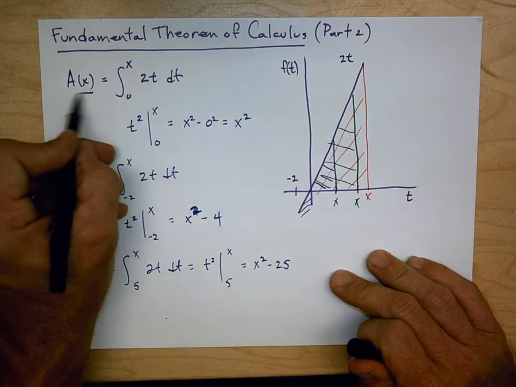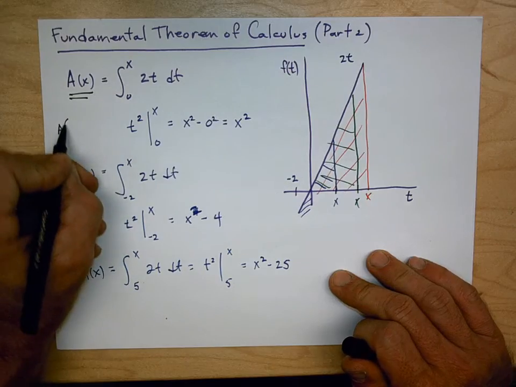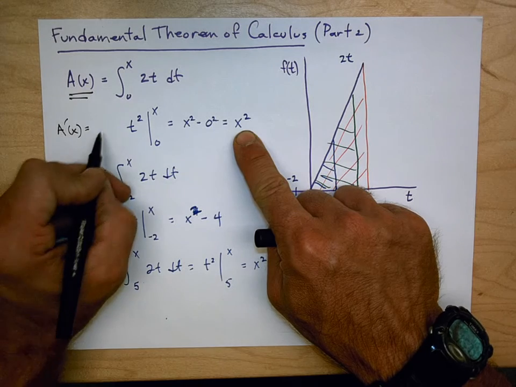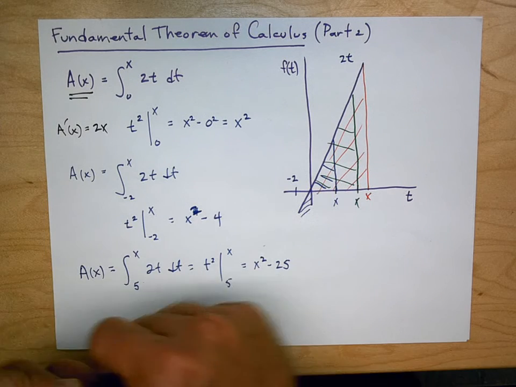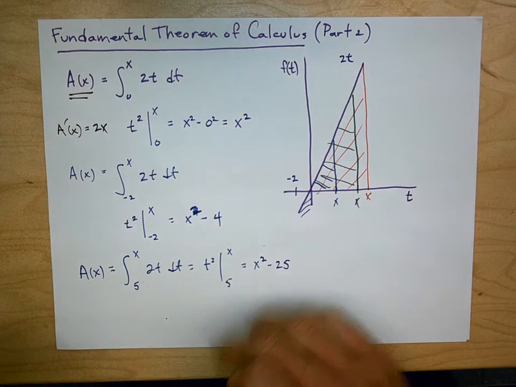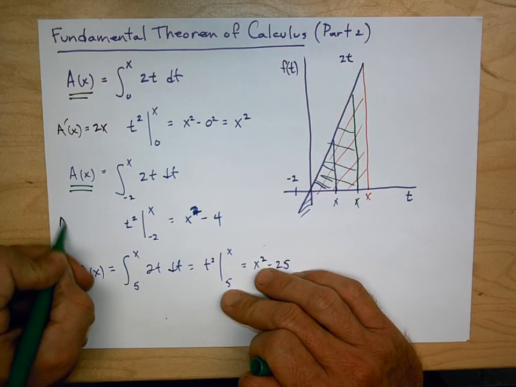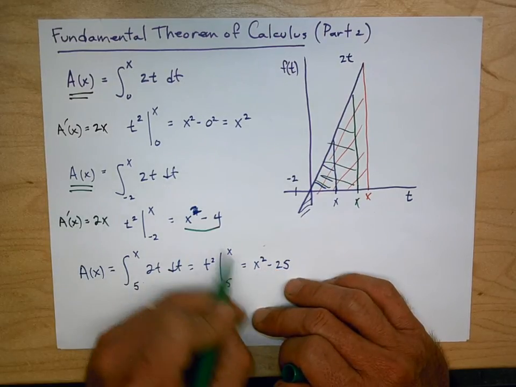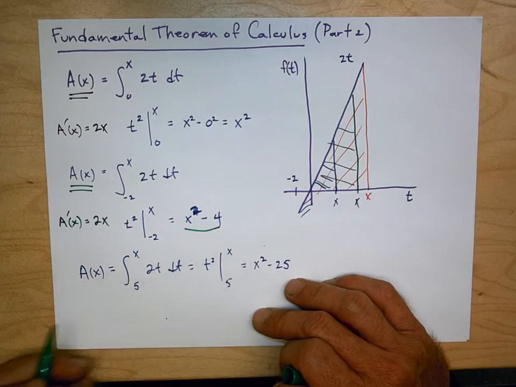For this A of x, note that A prime of x, so here is my A of x, it's x squared, A prime is just 2x. And for this A of x, A prime of x is also 2x. If I take the derivative here, I get 2x, and the derivative of the constant is 0.